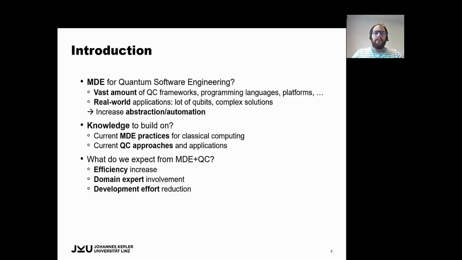Nowadays, we face an increased use of quantum computing. Therefore, there exists a vast amount of quantum computing frameworks, programming languages, and platforms. Developers that use these technologies need to create real-world applications, which usually turn out to be very complex, managing, for example, a lot of qubits.